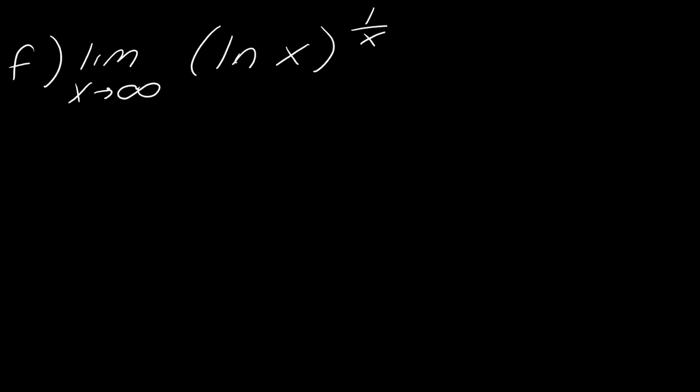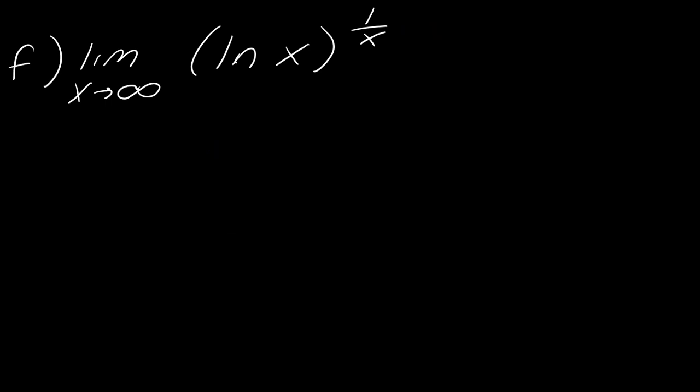Okay, so moving on to f here. Again, just taking a second to recognize what indeterminate form we have. I've got the limit as x approaches infinity of the natural log of x to the 1 over x. The natural log of x, as x goes to infinity, is going to go to infinity. But this exponent is going to go to 0. So this is one of our indeterminate forms, infinity to the 0.